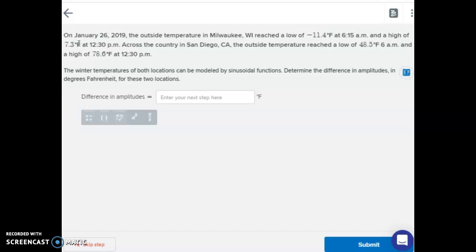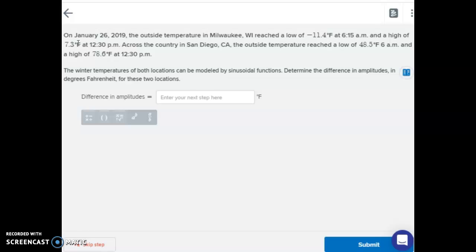All right, but it wants to know difference in amplitudes. So the amplitude for Milwaukee is 9.35. Now we do the same calculation for the San Diego data, except we subtract 48.5 from 78.6. What's that difference? 30.1 degrees. So half of 30.1 is 15.05.